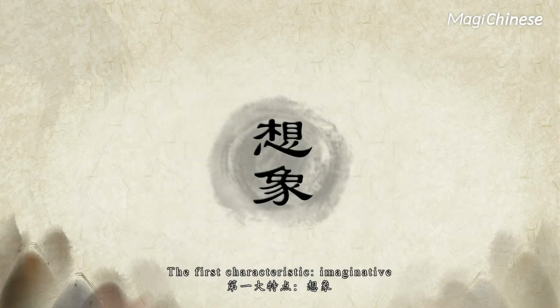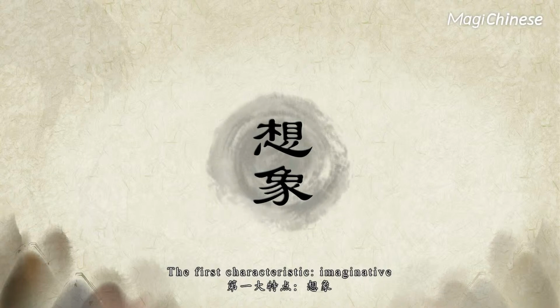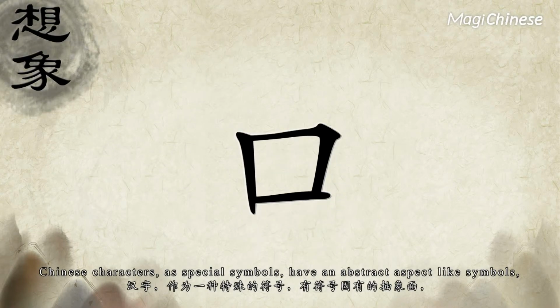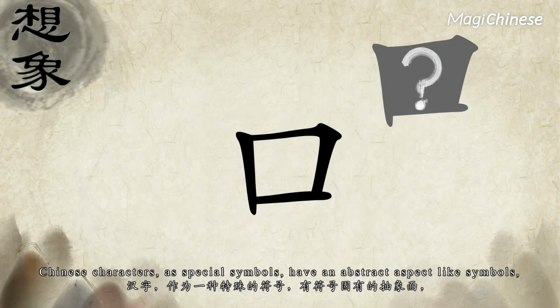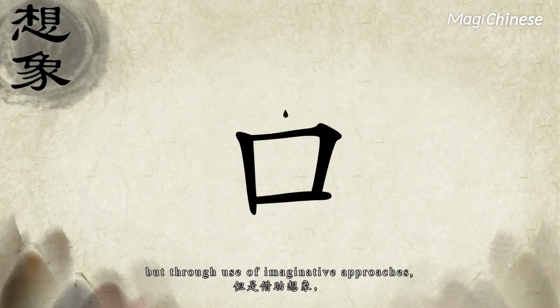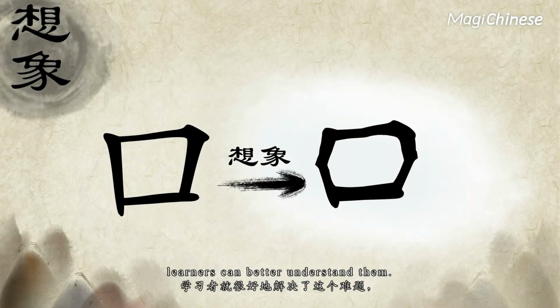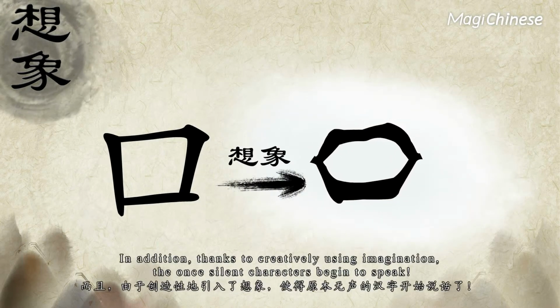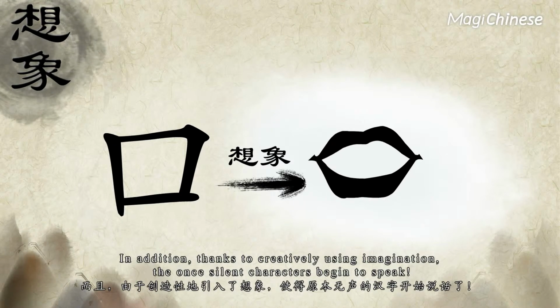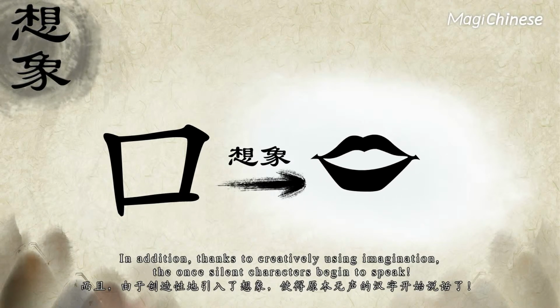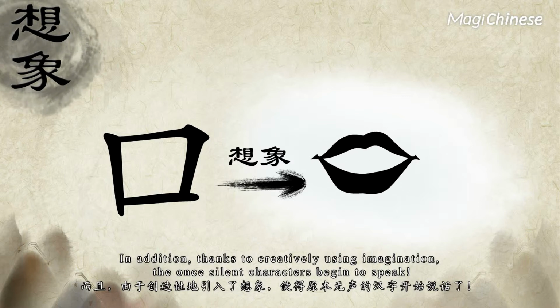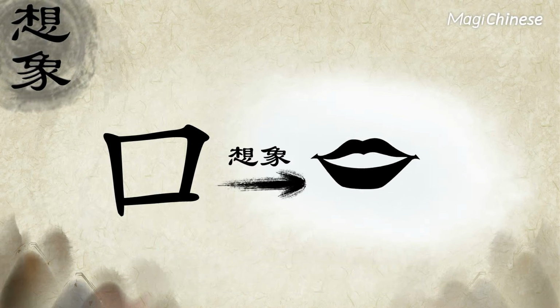The first characteristic, imaginative. Chinese characters, as special symbols, have an abstract aspect like symbols. But through the use of imaginative approaches, learners can better understand them. In addition, thanks to creatively using imagination, the once silent characters begin to speak.